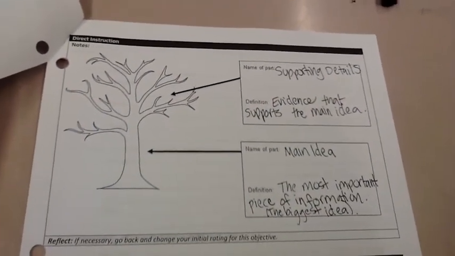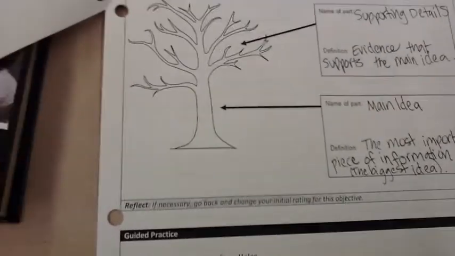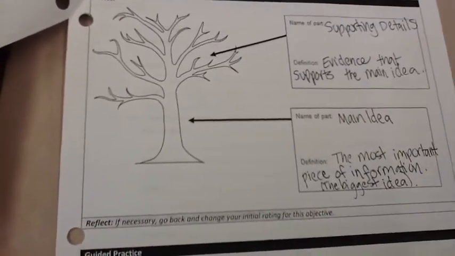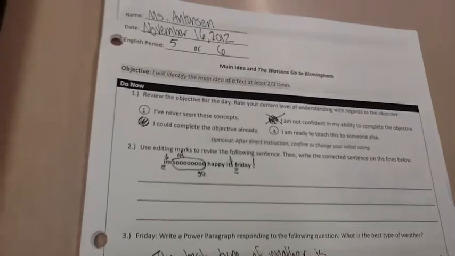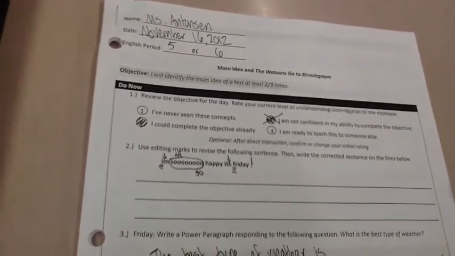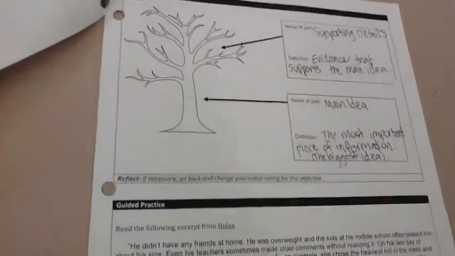You can pause if you need to. And then we're going to reflect. We're going to go back and change our initial rating for our objective. So right now, I might decide, okay, I don't think I'm actually a 2. I think I'm actually a 3. I already kind of know main idea and detail. It's up to you. You might decide to keep yours. You may decide to lower yours. But go and double check what you rated your objective. When you're ready to move on, we'll start the guided practice.